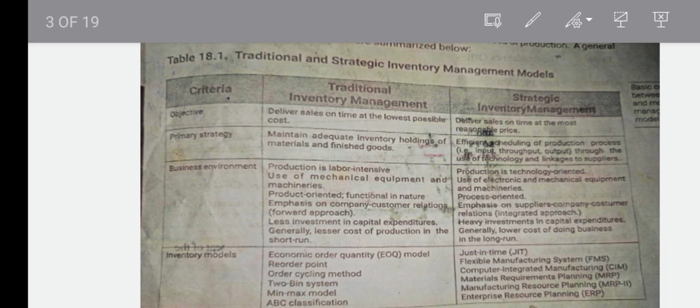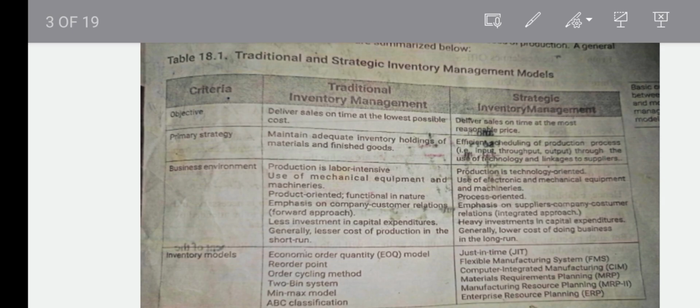Business environment. In traditional inventory management, production is labor intensive, uses mechanical equipment and machineries, is product oriented, functional in nature, with emphasis on company-customer relations, a forward approach, less investment in capital expenditures, and generally lesser cost of production in the short run. In strategic inventory management, production is technology oriented, uses electronic and mechanical equipment and machineries, is process oriented, with emphasis on supplier, company, customer relations, an integrated approach, heavy investments in capital expenditures, and generally lower cost of doing business in the long run.